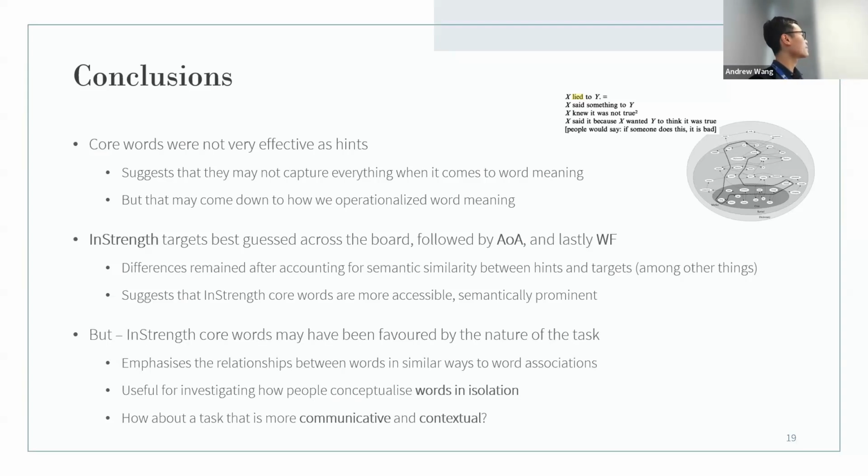But these words may also have been favored, may have had an advantage, because of the nature of our task, which is quite similar in many ways to a word association task. So we still think this is a useful first pass. It was useful for investigating how people conceptualize words in isolation and their relationships to each other. But what about a task that is much more communicative and contextual in nature?